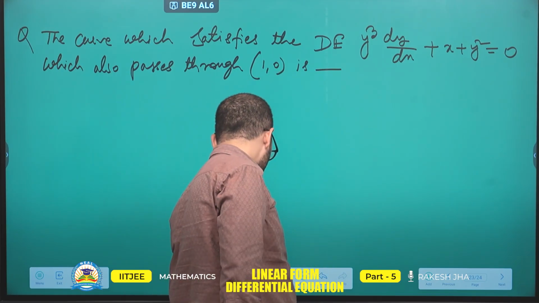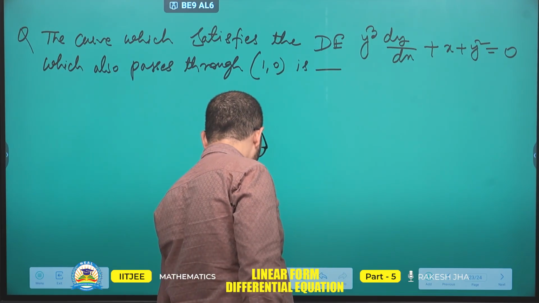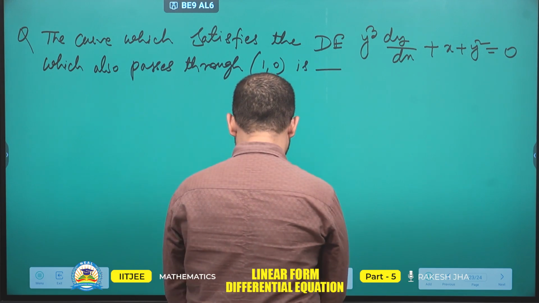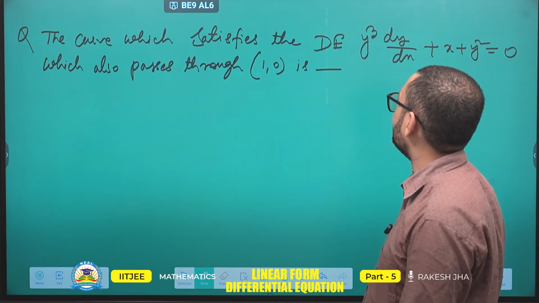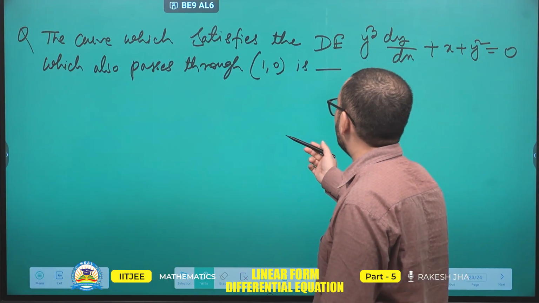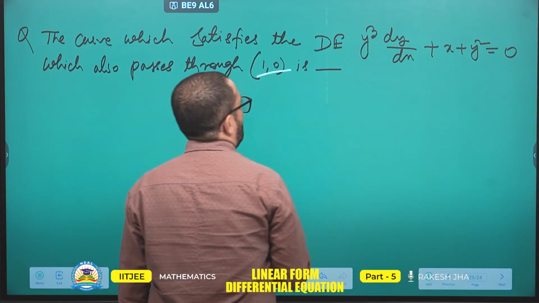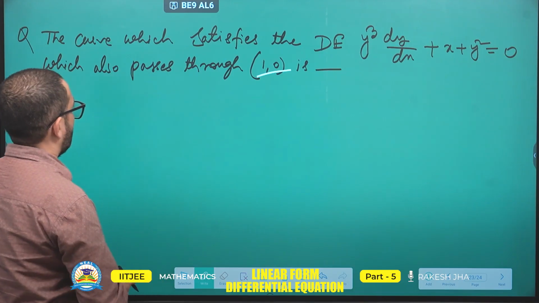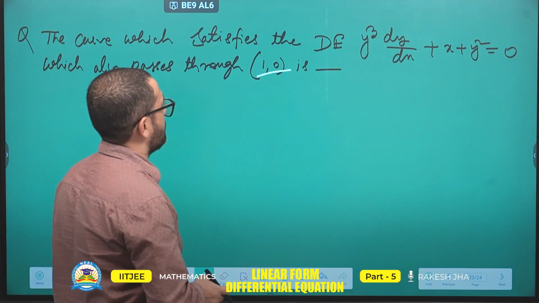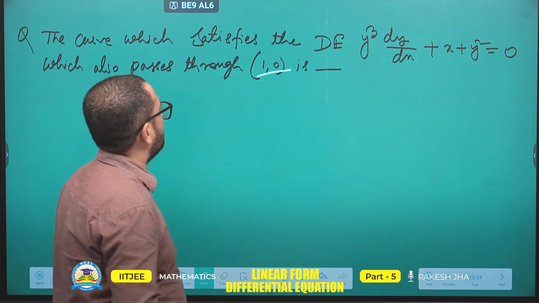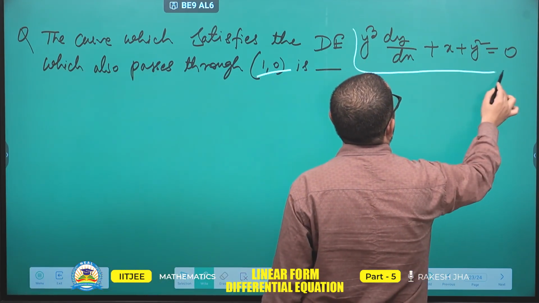Let us see, let me verify the question first. I think there is some problem with the question. Okay, so basically if this is the question, then we are given 1 comma 0. We have to put the value of x and y in the general solution of the given differential equation, and here the given differential equation is this much.